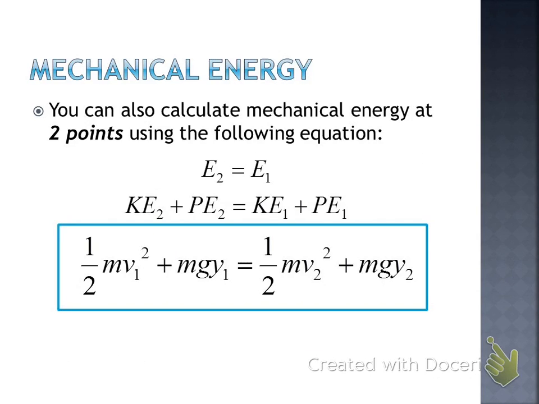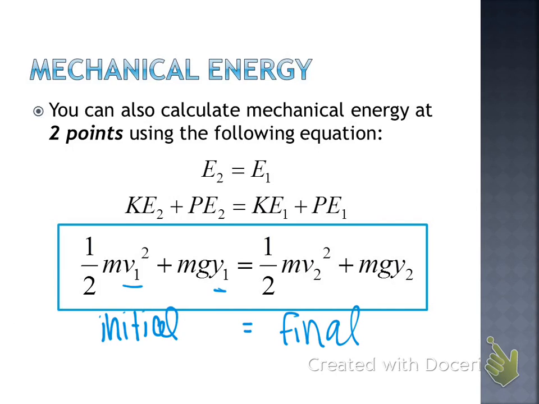Okay. You can calculate mechanical energy at 2 points along any path using this equation. So this is where we said, again, energy initial is equal to energy final. And then we plug all of these in. And I went ahead and switched it again here to make sure that we see that initial usually goes on the left with the ones, and final goes on the right.